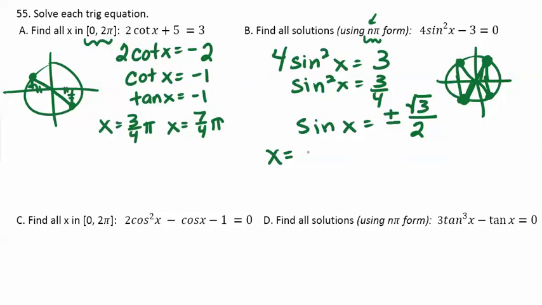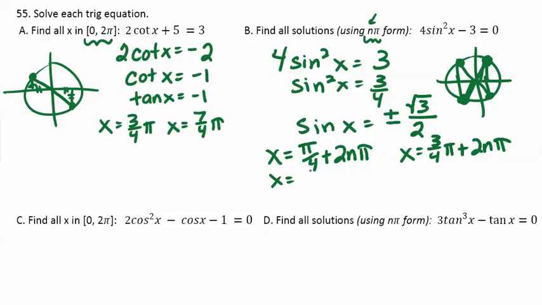And now here is a place where we could write our answers a couple different ways. Our first point is at pi over 4. And we could say, well, let's add all of the additional circles. Let's add 2n pi to that. And then the next one is at 3/4 pi, and we could add 2n pi to that. The next one is at 5/4 pi, so we could add 2n pi. And our last one is at 7/4 pi, and we could add 2n pi.